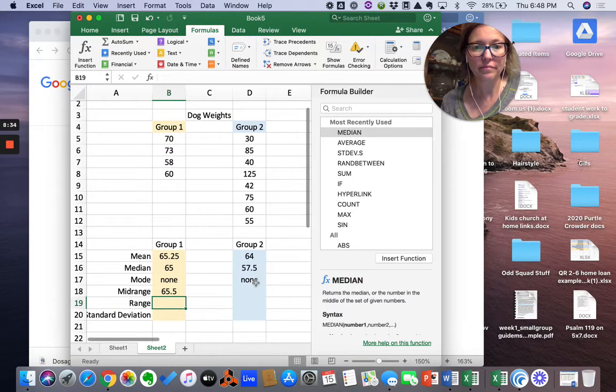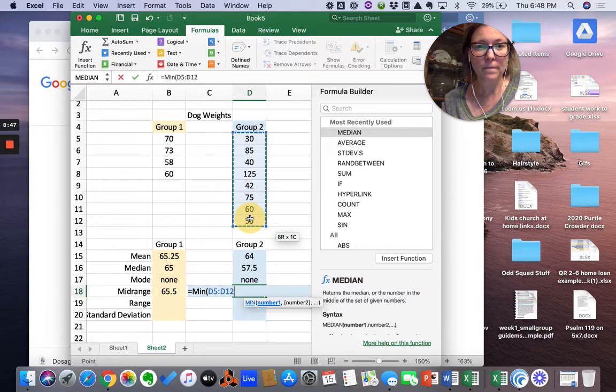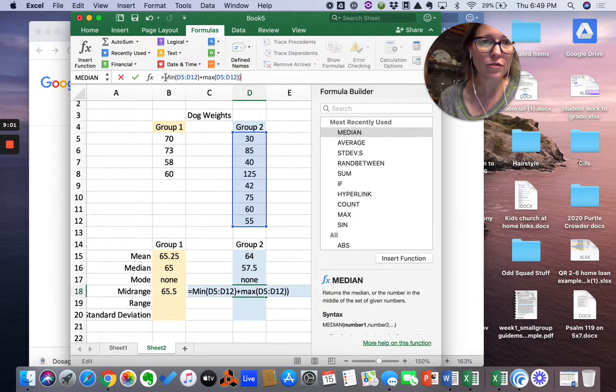So once again, equals smallest plus biggest divided by 2. So smallest, minimum, plus biggest, maximum. Put an extra set of parentheses around min plus max, because I want all of that on the numerator of the fraction, and then divided by 2.